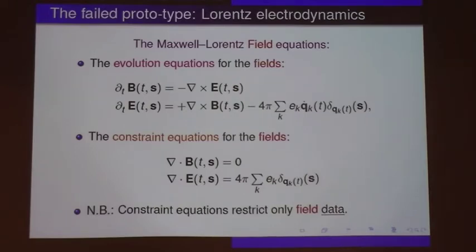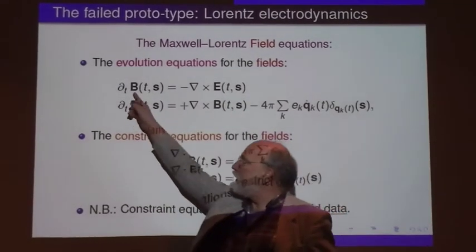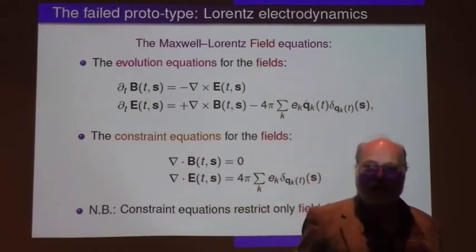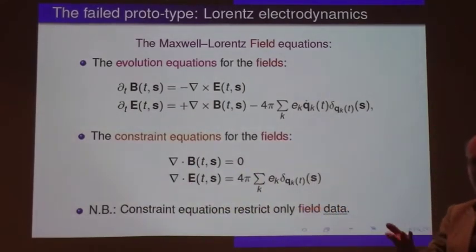Now, what you see here is the familiar Maxwell-Lorentz field equations. These are two evolution equations for the magnetic induction field B and the electric field E. T means time, S means the space vector in 3 dimensions, so I'm using a foliation of space-time into Lorentz slices.